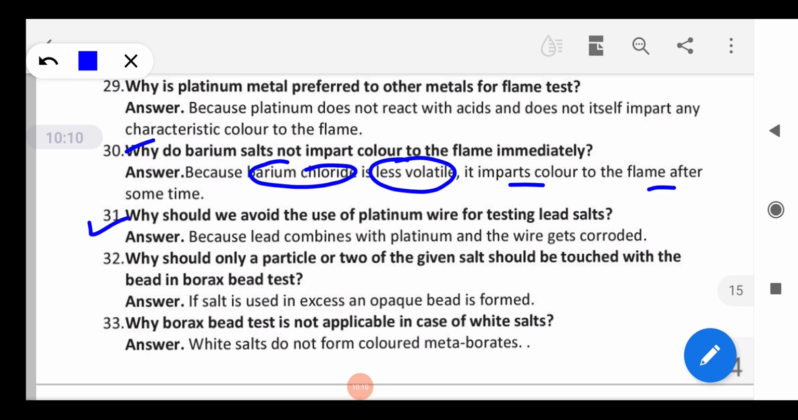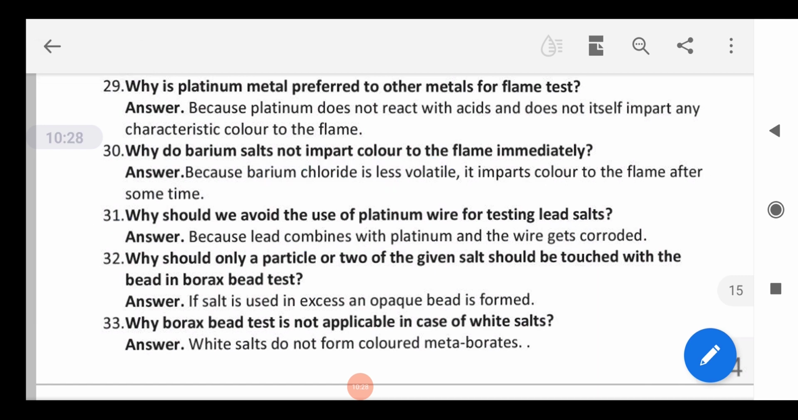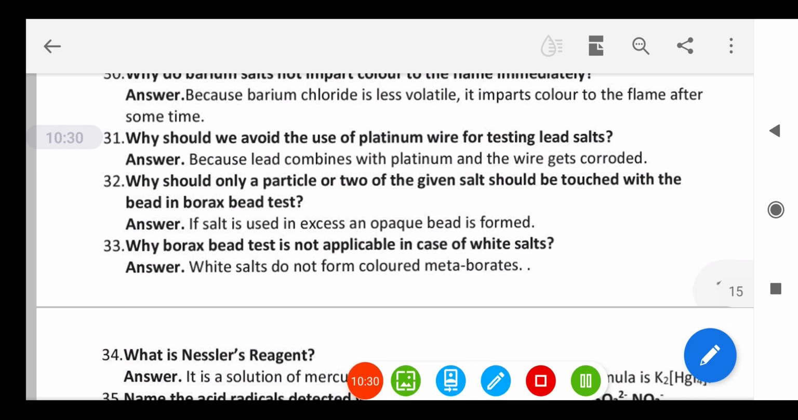Okay. Question number 31. Why should we avoid the use of platinum wire for testing lead salts? I told that platinum is a non-reactive metal, but lead combines with the platinum. This is the special thing. So the wire can get corroded. So we avoid use of platinum wire while we test for lead salts.